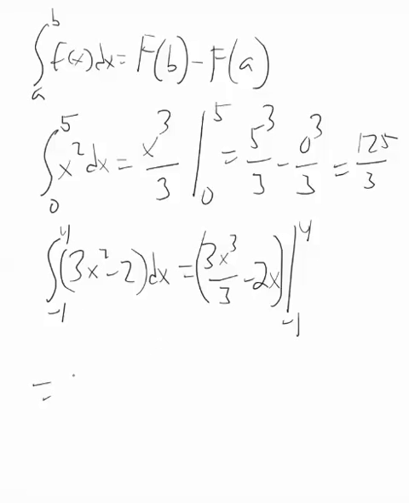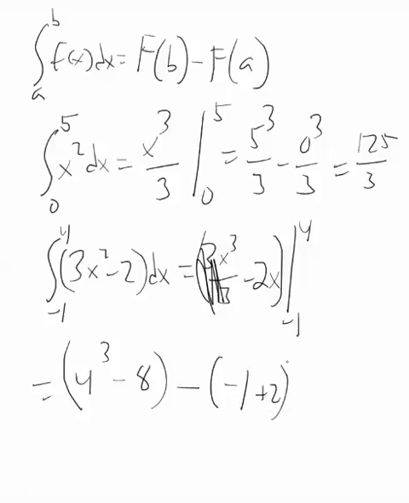This is going to be, obviously the 3's cancel, so this is going to be 4 cubed minus 8 minus negative 1 plus 2 when I plug in that negative 1. So 64 minus 8 plus 1 minus 2 is what, 55? That sound right? Okay, so that's really all you're doing.